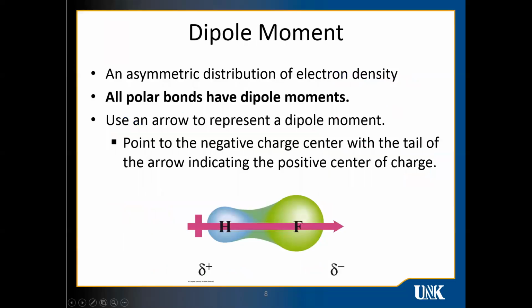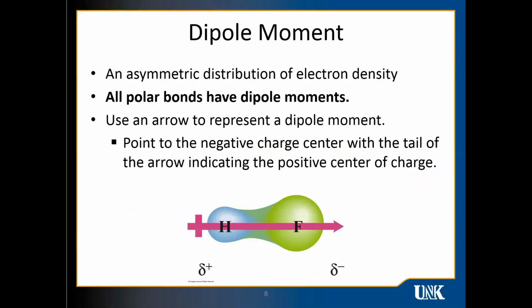All right. Now, if we have a polar bond, we talked about how we can represent that bond where there's unequal electron sharing. We can represent that by using these little partial negative and partial positive charges, delta plus, delta minus. What that means is that a polar bond has what we call a dipole moment. A dipole moment means that one side of the bond has more electron density on it than the other.